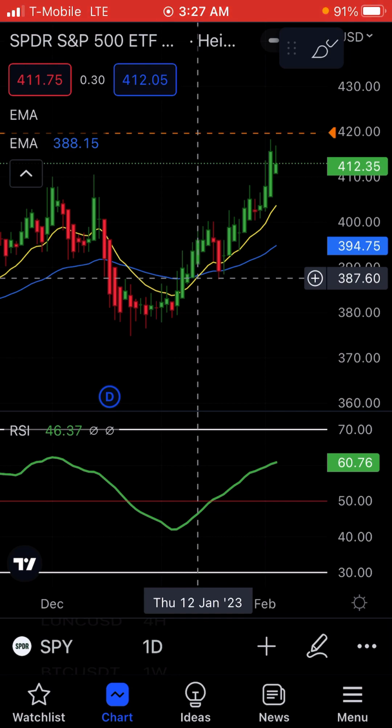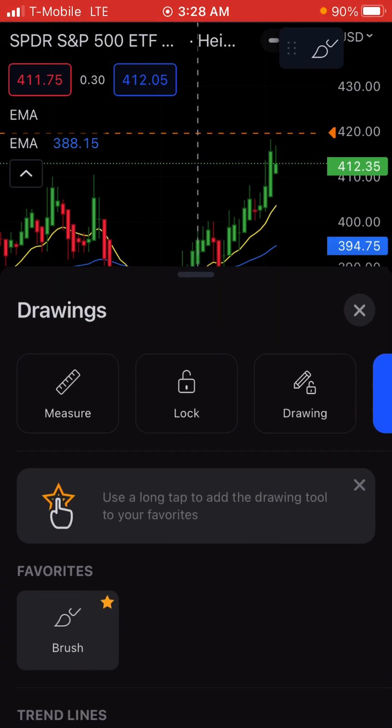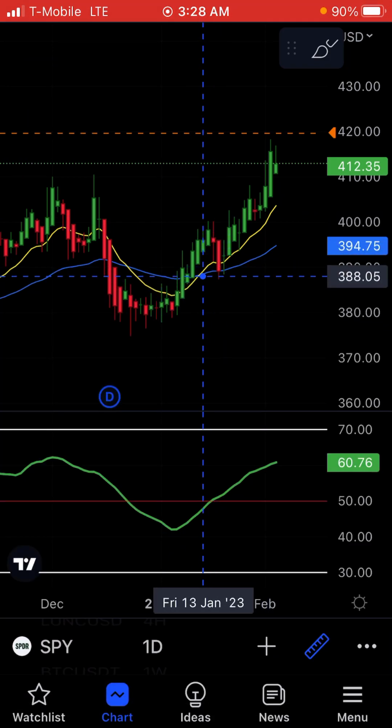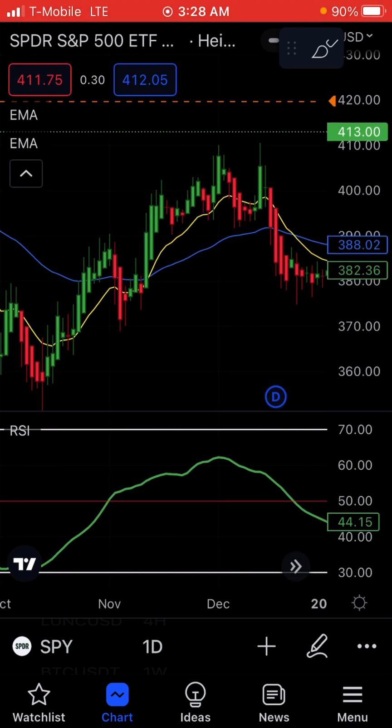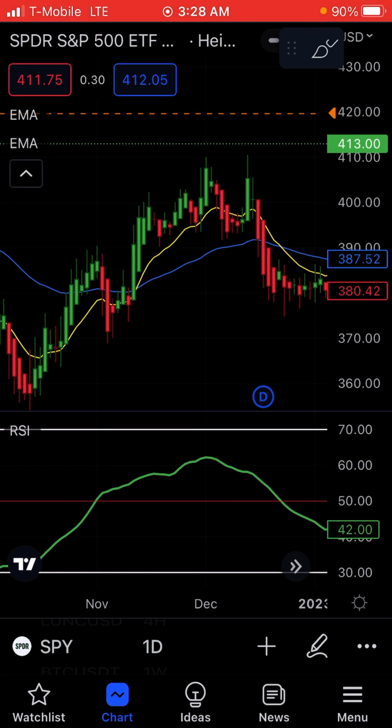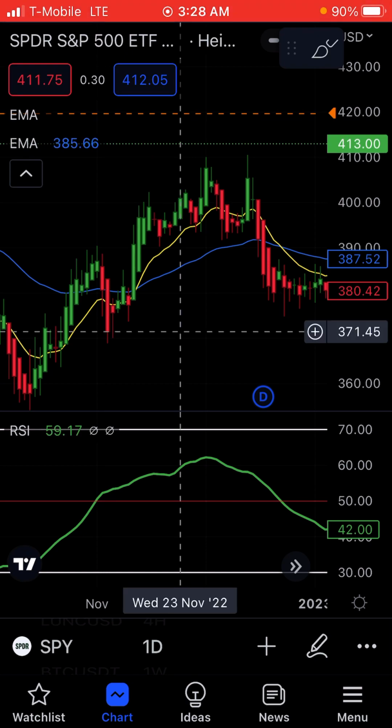The reason I'm telling you to get 30-day contracts is because you want to ride this out as long as possible. So if we look at previous times when it crossed, like right here.